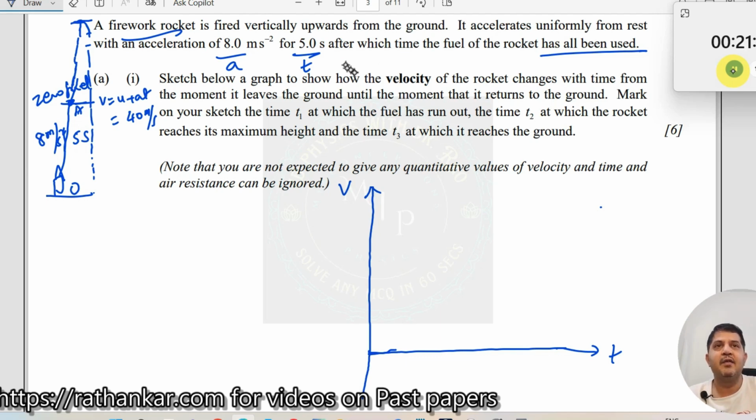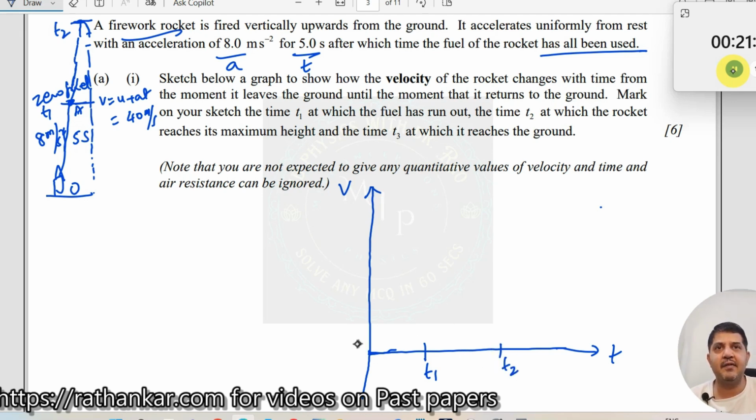Okay, now the velocity-time graph from the moment it leaves the ground until it reaches... Mark on your sketch the time t1 at which the fuel has run out. At time t1 the fuel has run out, and then at time t2 the rocket reaches its maximum point. So this is your t1, and this could be your t2, right?